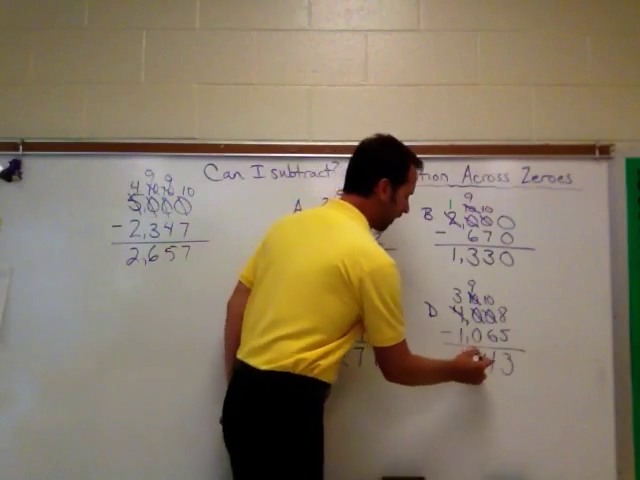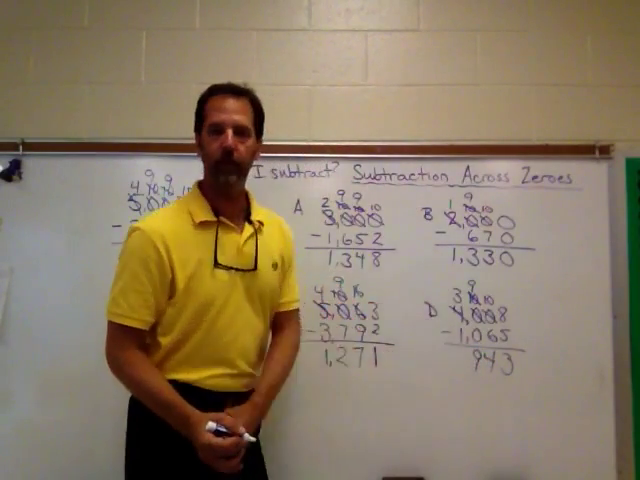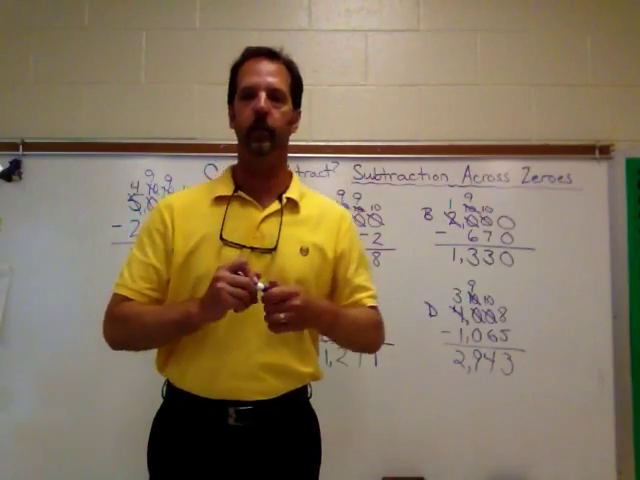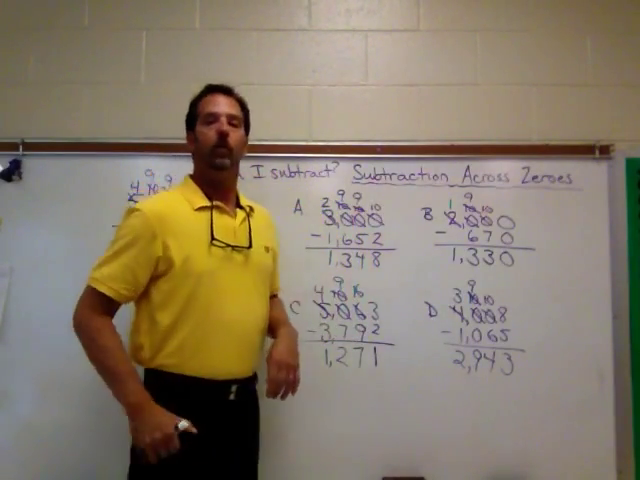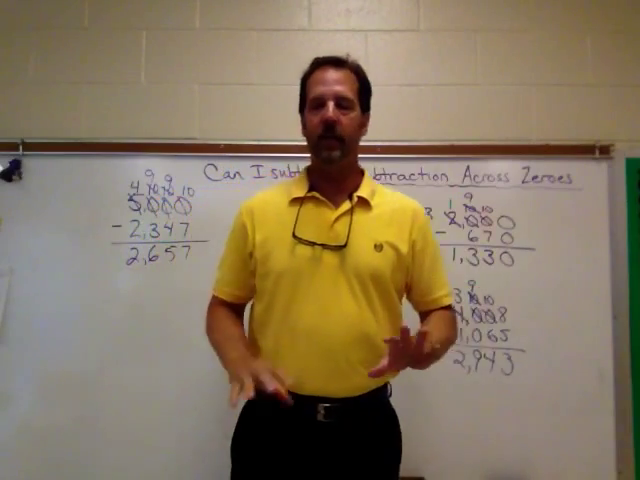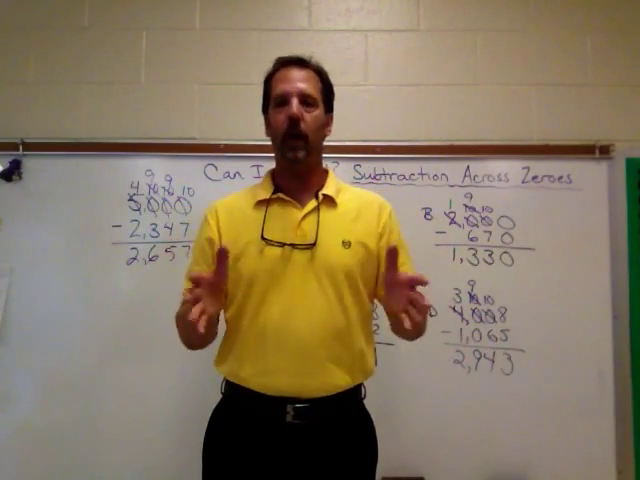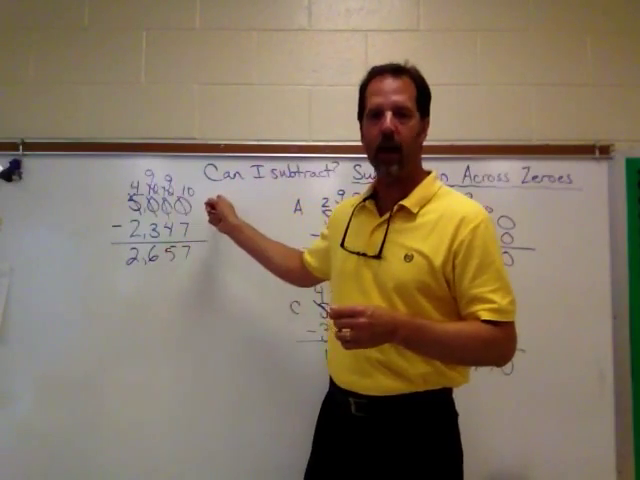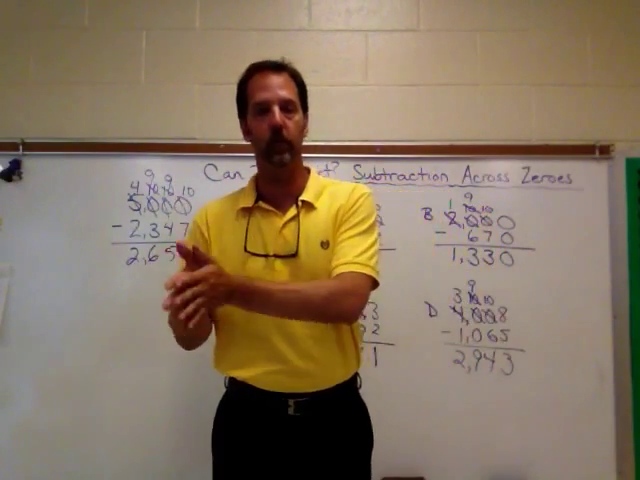9 minus 0 is 9. And 3 minus 1 is 2. We get 2,943. Remember that when you're borrowing at any time, or when you're doing subtraction, no matter what the numbers are, ask yourself, can I subtract? If the answer is no, then you have to regroup.